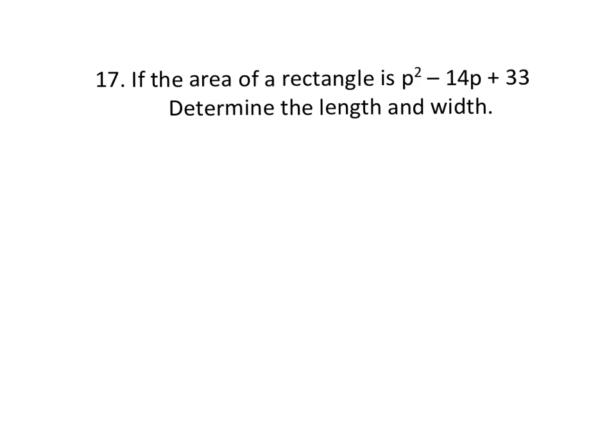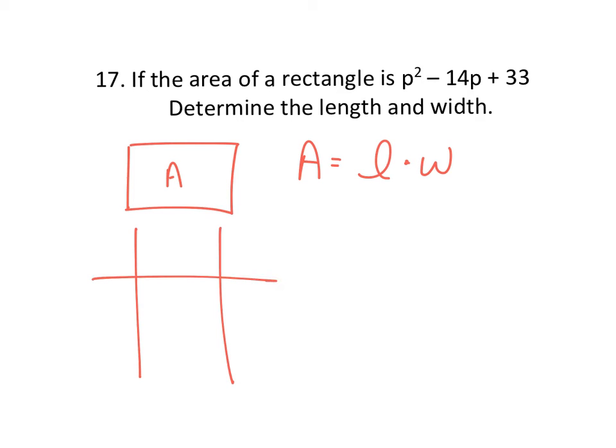And finally, in 17, if the area of a rectangle is p squared minus 14p plus 33, determine the length and width. So we have the area. Well, if we know that area is length times width, we need to find the two things that multiply together to give us this trinomial. So in other words, we need to factor. It's just a fancy way of applying a factoring problem. So set up your board.